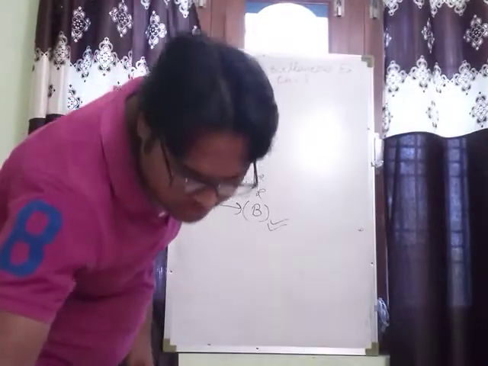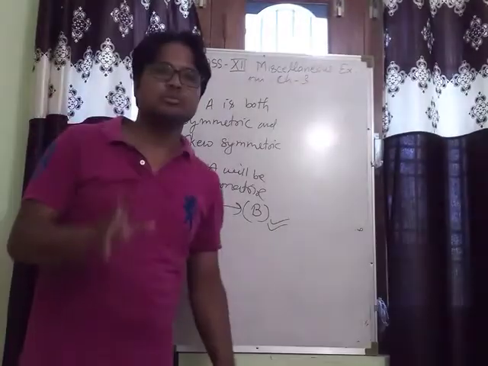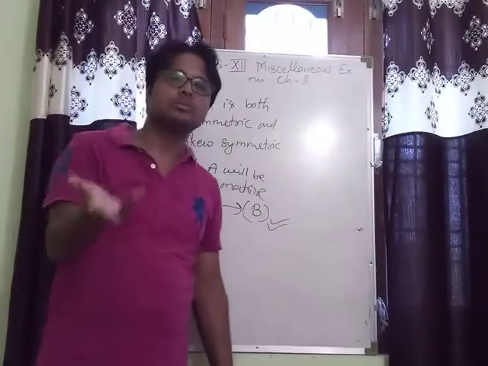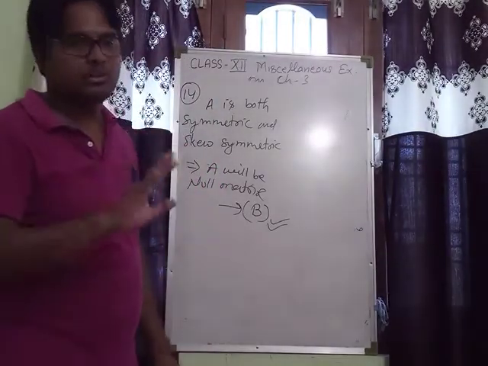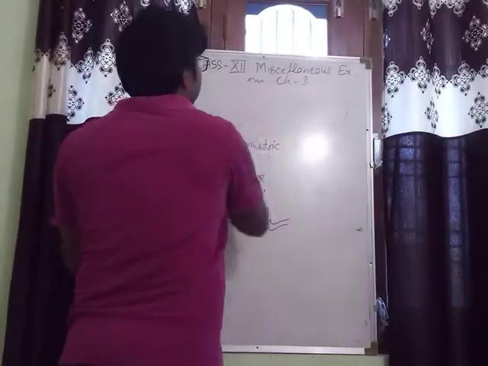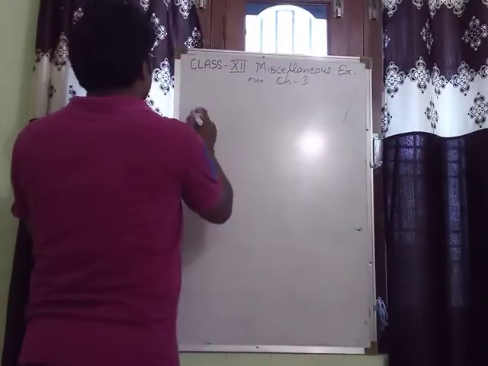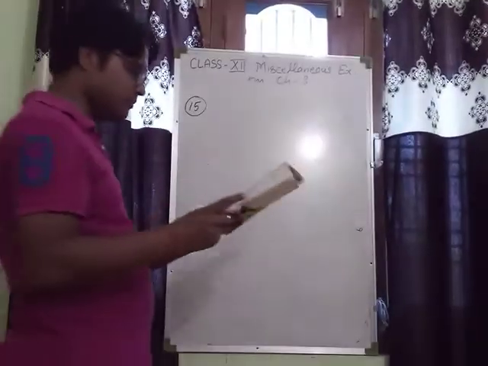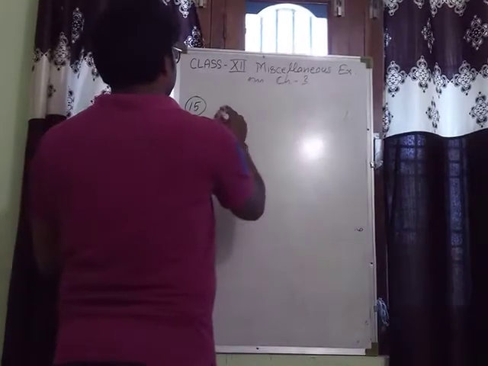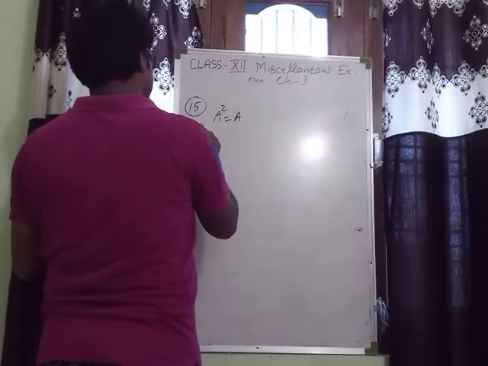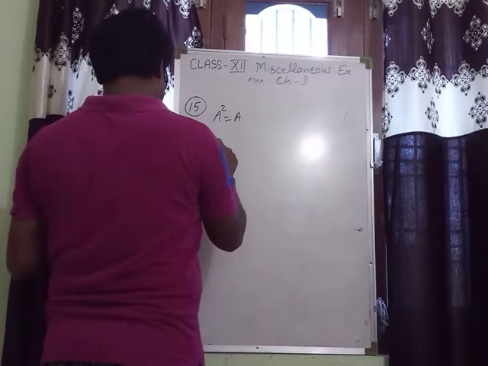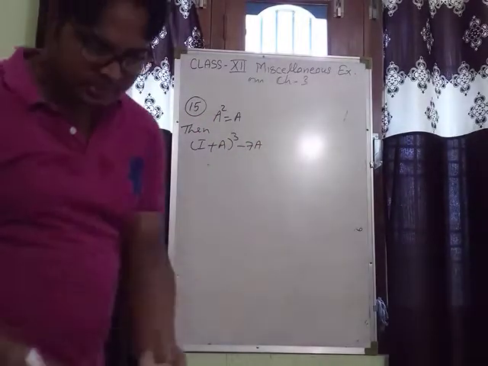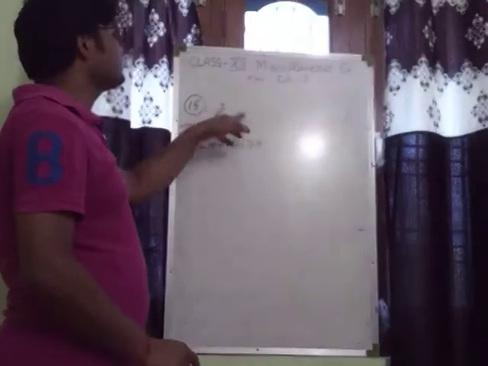Now the last question, question number 15. Let me tell you again, if a matrix is both skew symmetric and symmetric, this is possible only when it is a null matrix, and there is no other possibility. Now question number 15, that is the last question of this miscellaneous exercise. If A is a square matrix such that A square is equal to A, then I plus A whole cube minus 7A is equal to what? The options are given. And it is given that A square is equal to A.